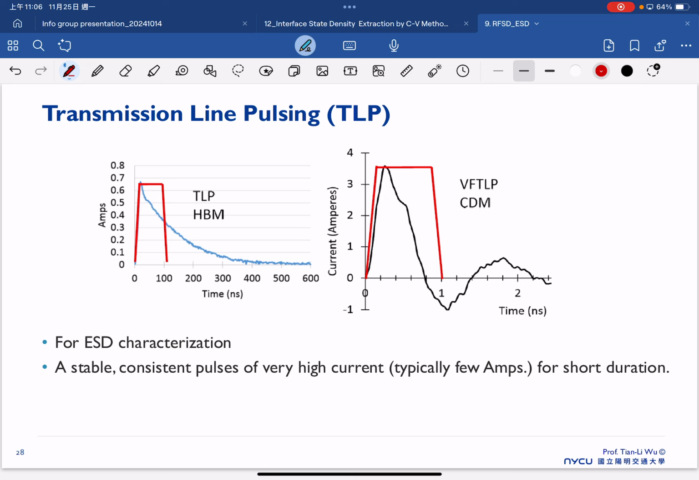And the ideal transmission line pulsing is like this: if you look at the human body model, the waveform is like this.